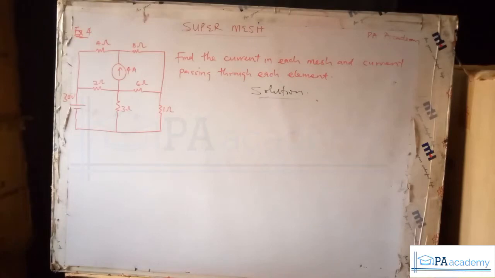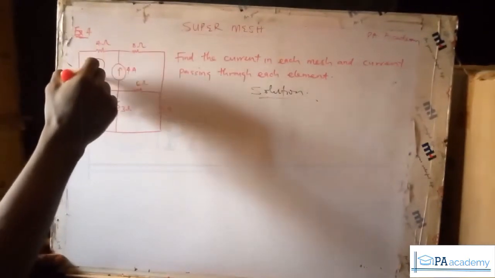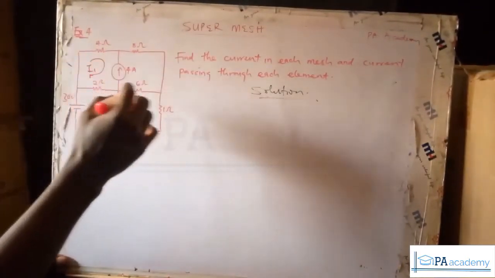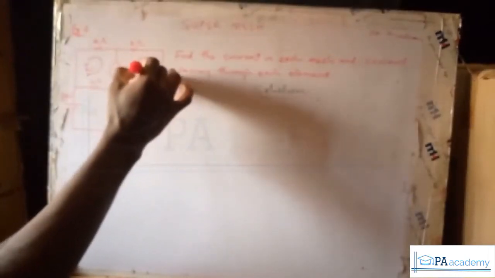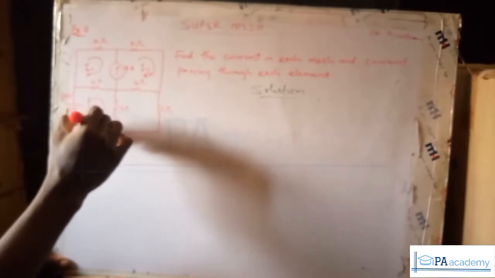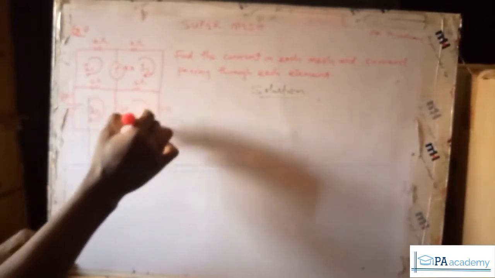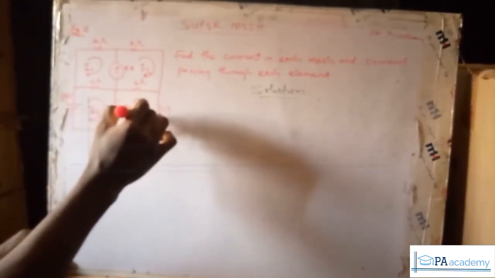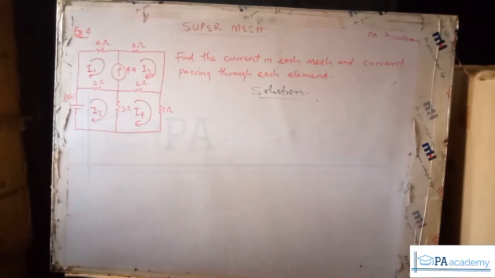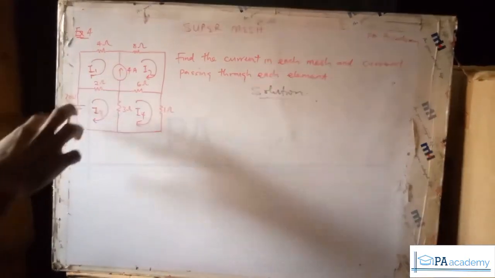Alright, to start with, let's pick our current direction for each of those meshes. Let me take the current here to be I1. Also in the clockwise direction, this is I2. Let me take this to be I3. And this is I4. I hope everything here is clear, because I only have a red pen to work with today. Having done that, I've picked my current directions.